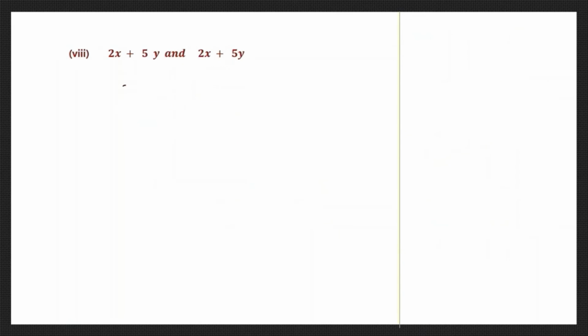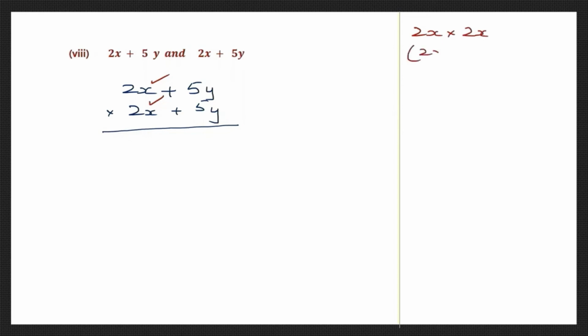Question 8. 2x plus 5y into 2x again plus 5y. So first we multiply 2x into 2x. 2x into 2x. Take the numbers 2 into 2. Take only the x into x. So that becomes 2 2s are 4 into x to the power of 1 plus 1, which is 4x to the power of 2. So let's write 4x square.